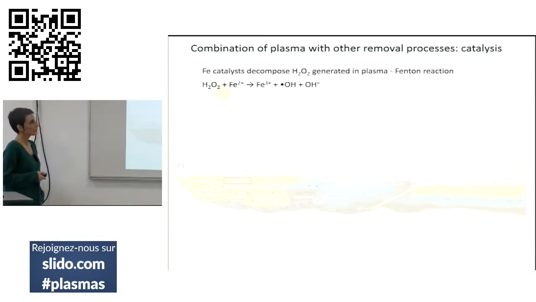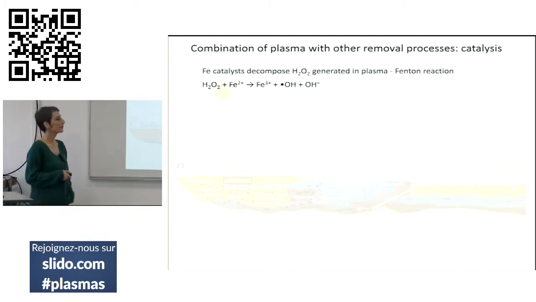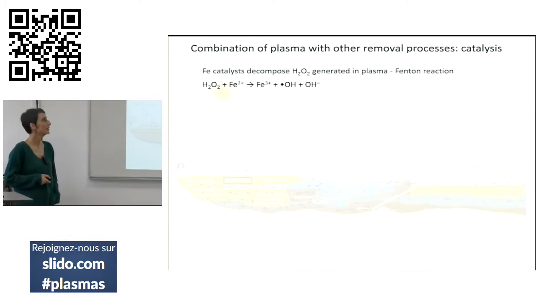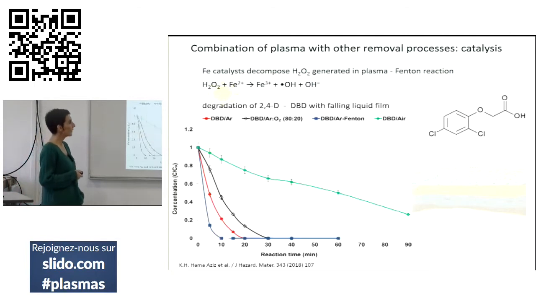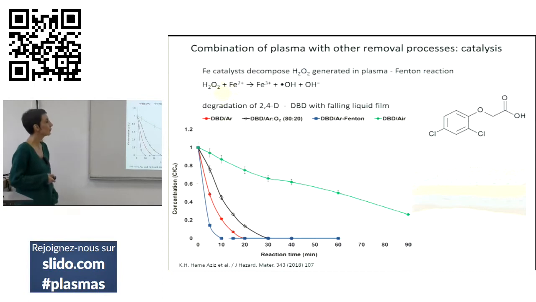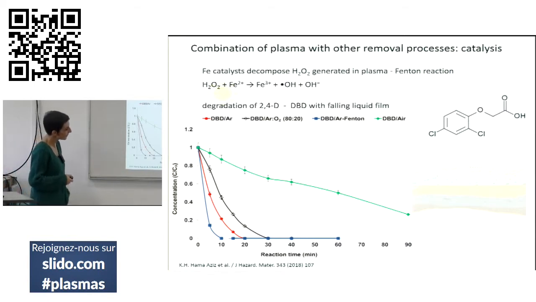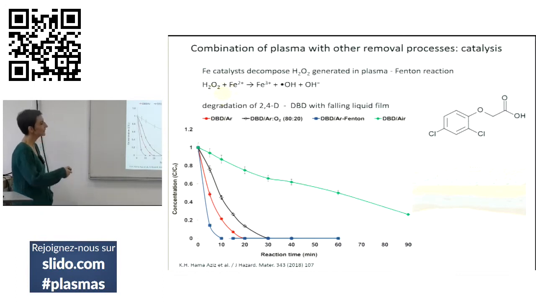Another possibility is to use catalysts. This has been investigated for quite some time. And the iron catalysts are the most famous because they can decompose hydrogen peroxide generated in the plasma to form OH radicals. This is called the Fenton reaction. And these are some results. They are obtained in the DBD with planar configuration with liquid falling film that I talked about before. And as you see, again, the results are better when using plasma catalysis as compared to plasma alone, which is the red data points.